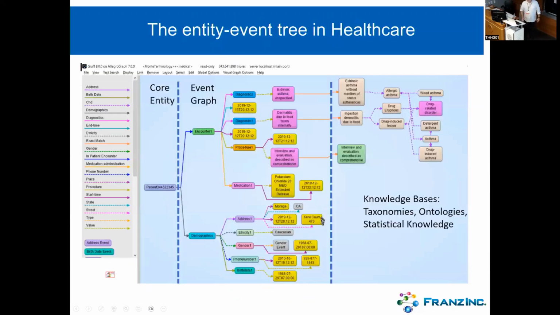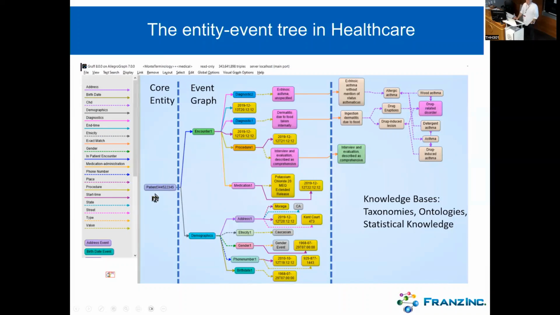Now, I warned you that it's small, right? This is a picture of our knowledge graph for healthcare. And this is a tool provided with our graph database. It's called AllegroGraph. This tool is called Gruff. On the left-hand side you see the names of the predicates, of the links, and nodes. Here, actually a long list of the types of objects. What you see here is we have one core entity, which is a particular patient.